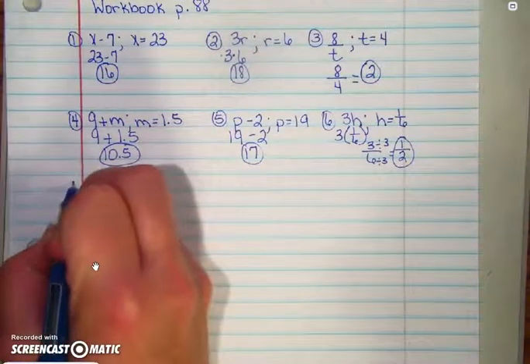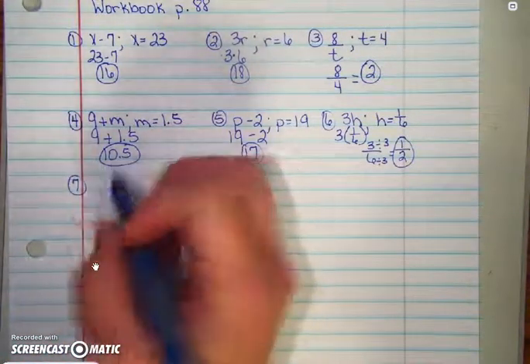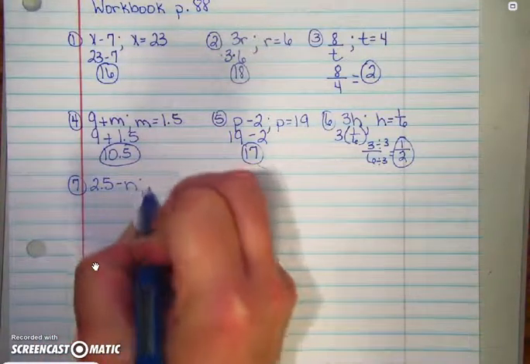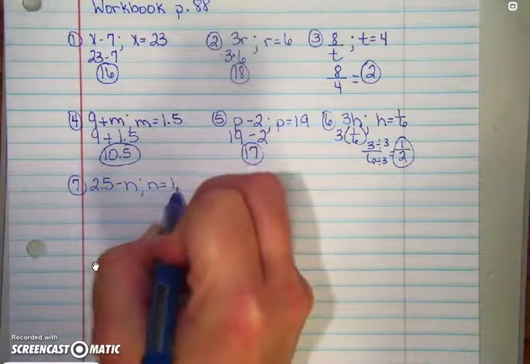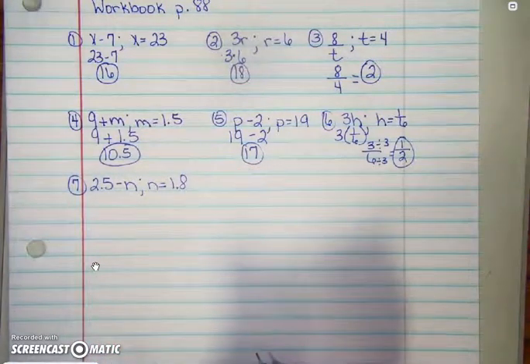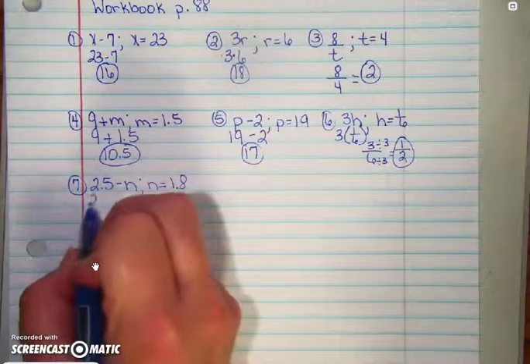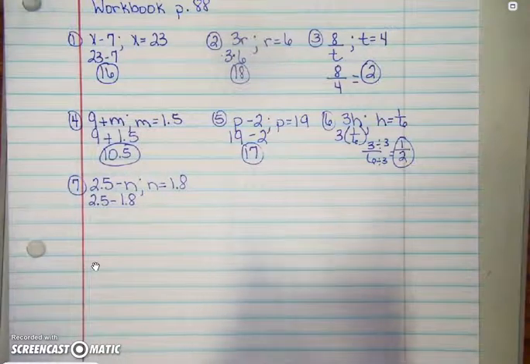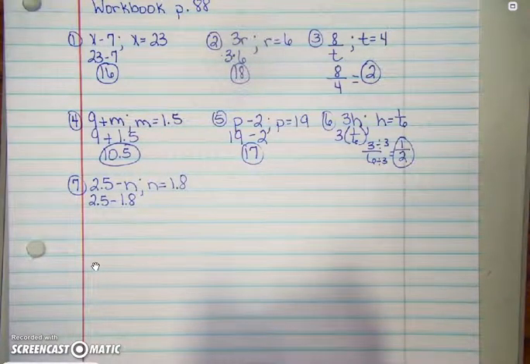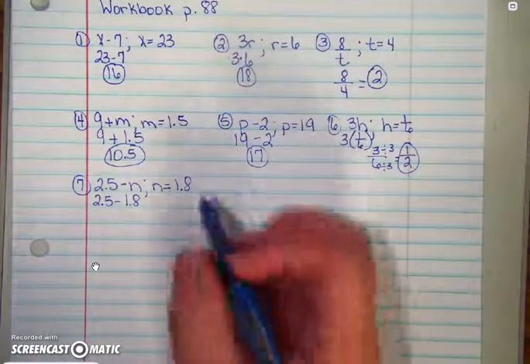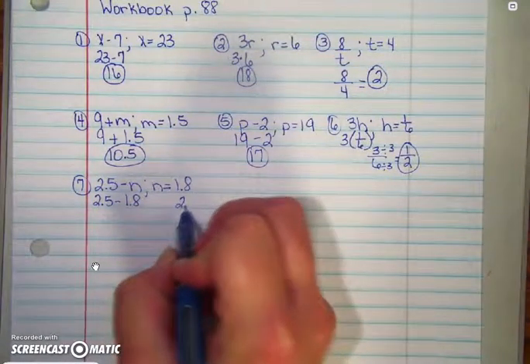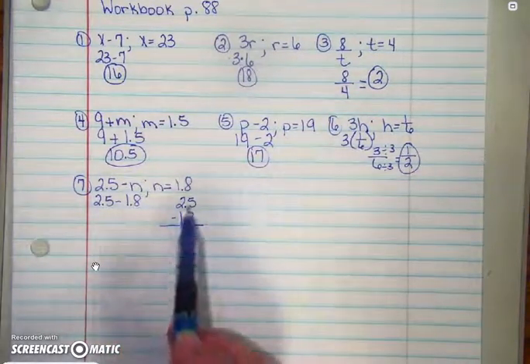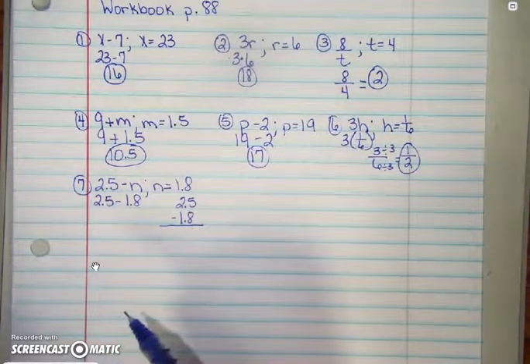Problem number 7. 2 5/10 minus n when n equals 1 8/10. Substitute 1 8/10 in for n. And remember, when you are subtracting decimals, you must line up your decimal place. I'm going to come over here and rewrite this and line up my decimal place.